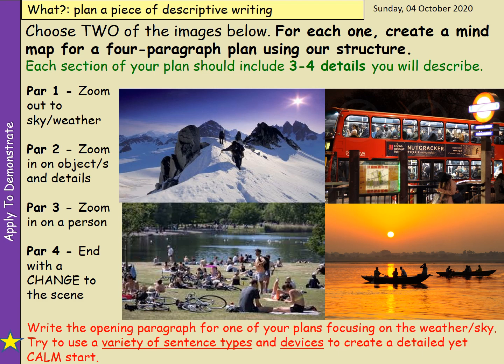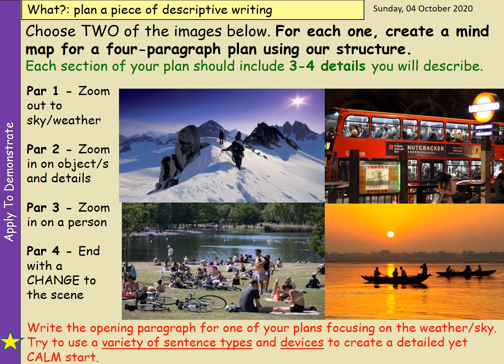And I want you to spend some time thinking about what details you would describe in each one of those paragraphs, and try to use the suggested structure. So start with the sky and the weather, move on to an object, then add a person, and it can be more than one object for paragraph 2, and then end with a change.